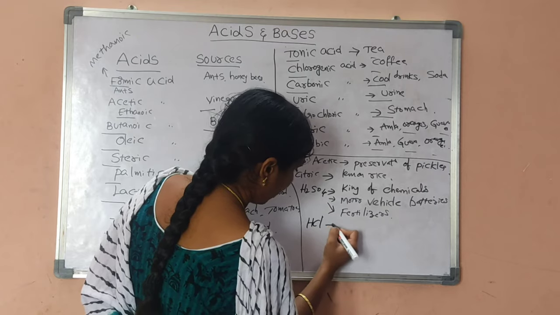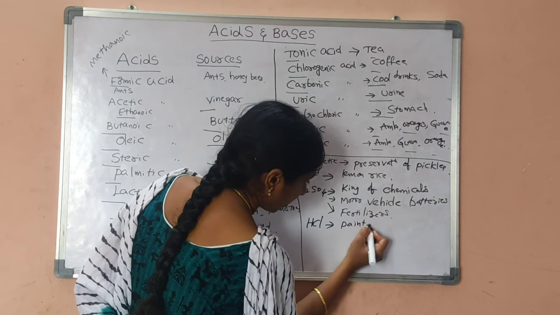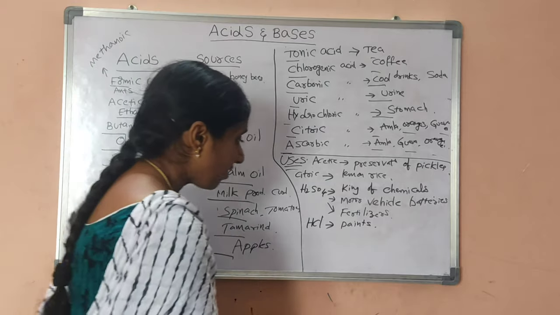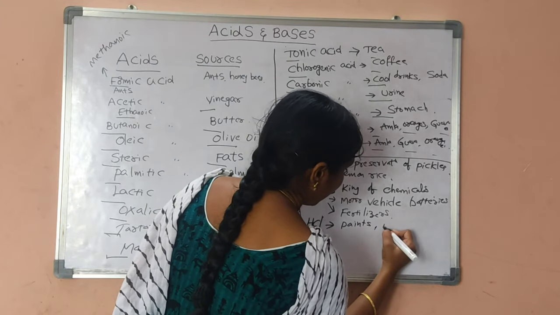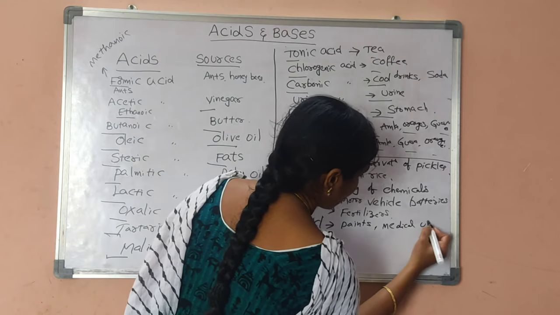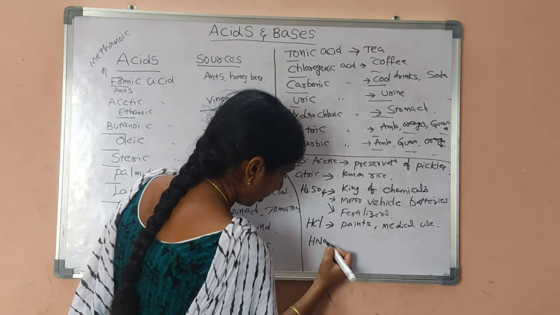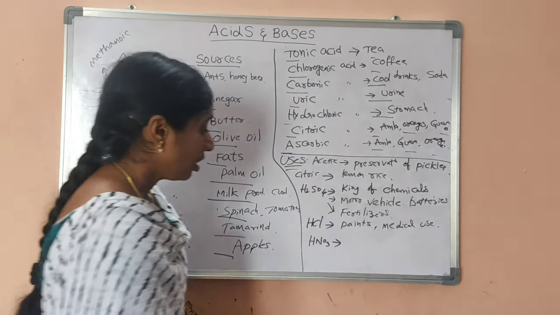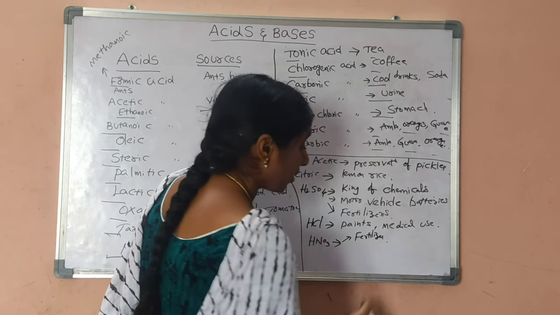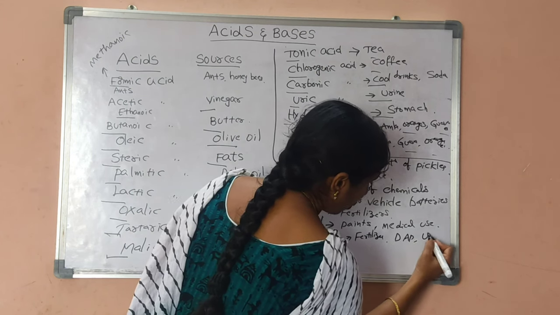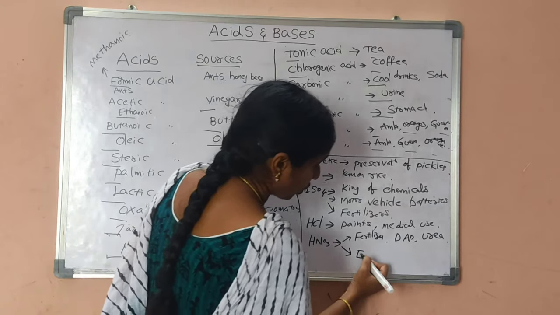Next, HCl. HCl means hydrochloric acid. It is used in the preparation of paints. Okay? Which acid is used in the preparation of paints or colors? Hydrochloric acid. And then medical use. Preparation of tablets. Last one, HNO3. HNO3 means nitric acid. It is used in the preparation of fertilizers. Nitrogen fertilizers. Example, DAP, urea. Okay? Nitric acid is also used as an explosive. Important.